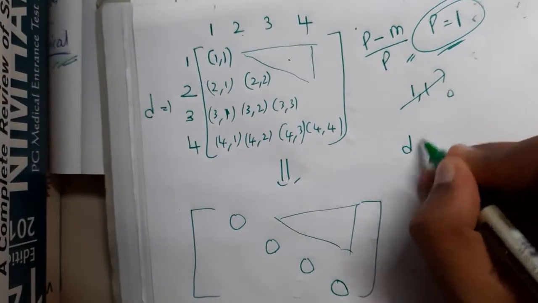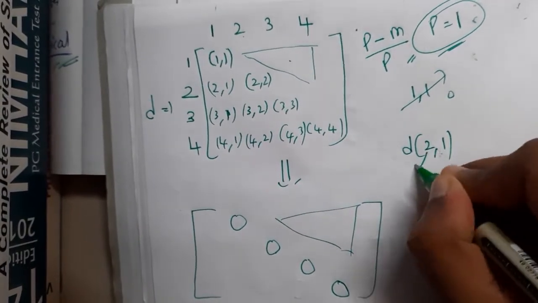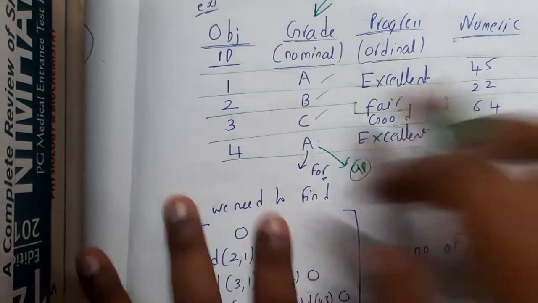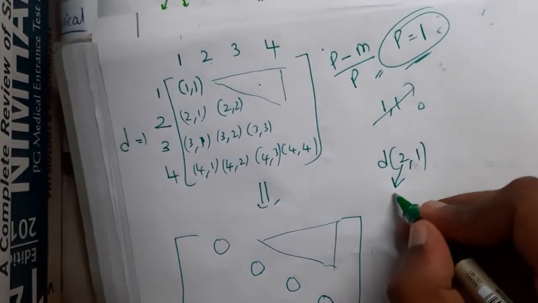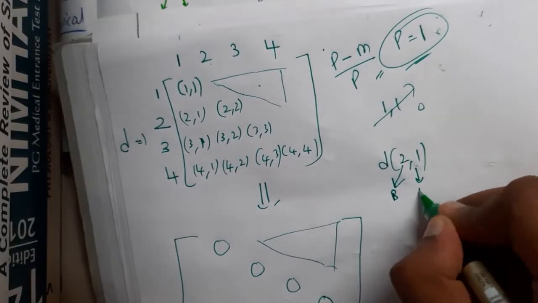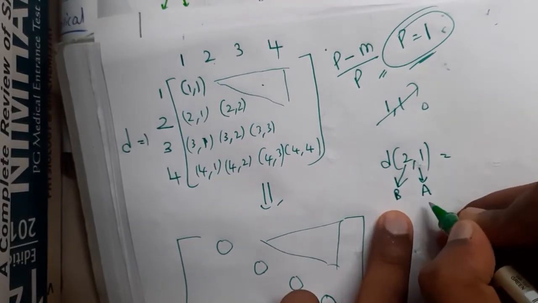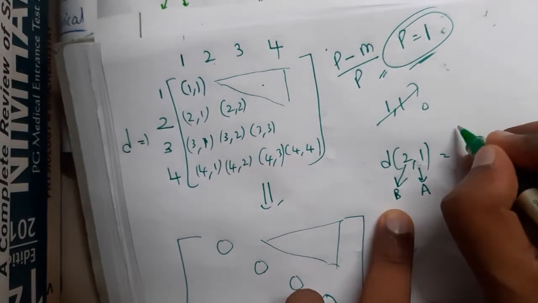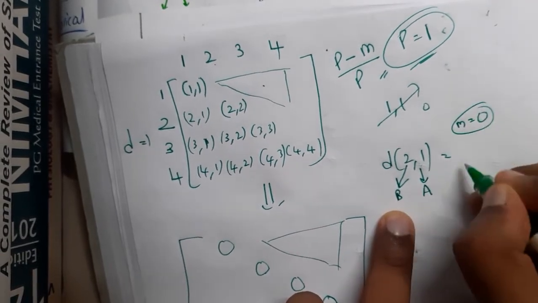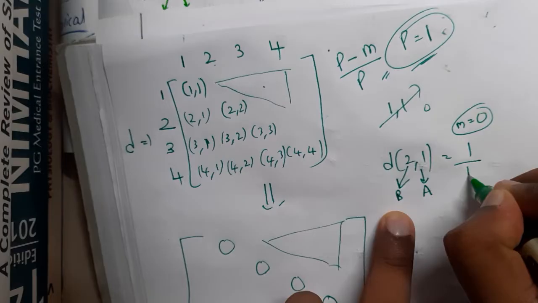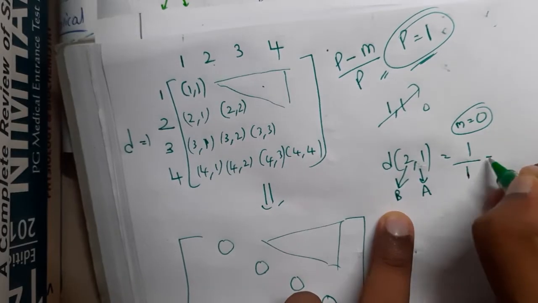So, the dissimilarity of 2,1. What is the code of 2, guys? It is B. What is the code of 1? That is A. So B and A. Now you will check whether these 2 are the same or not. Are they the same? The answer is no. Hence your M value is equal to 0. So (1 minus 0) by 1, which is equal to 1.